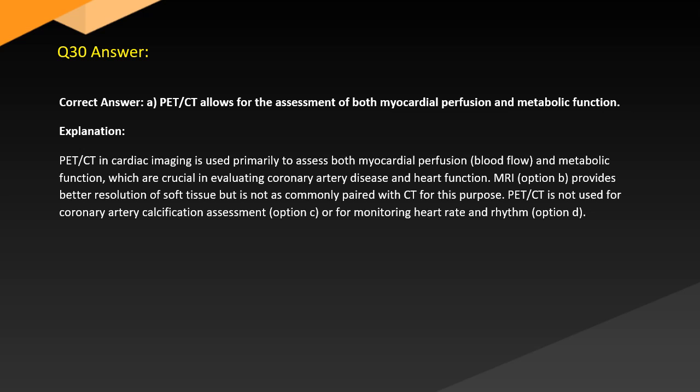Explanation. PET in cardiac imaging is used primarily to assess both myocardial perfusion, blood flow, and metabolic function, which are crucial in evaluating coronary artery disease and heart function. MRI, option B, provides better resolution of soft tissue but is not as commonly paired with CT for this purpose. PET is not used for coronary artery calcification assessment, option C, or for monitoring heart rate and rhythm, option D.